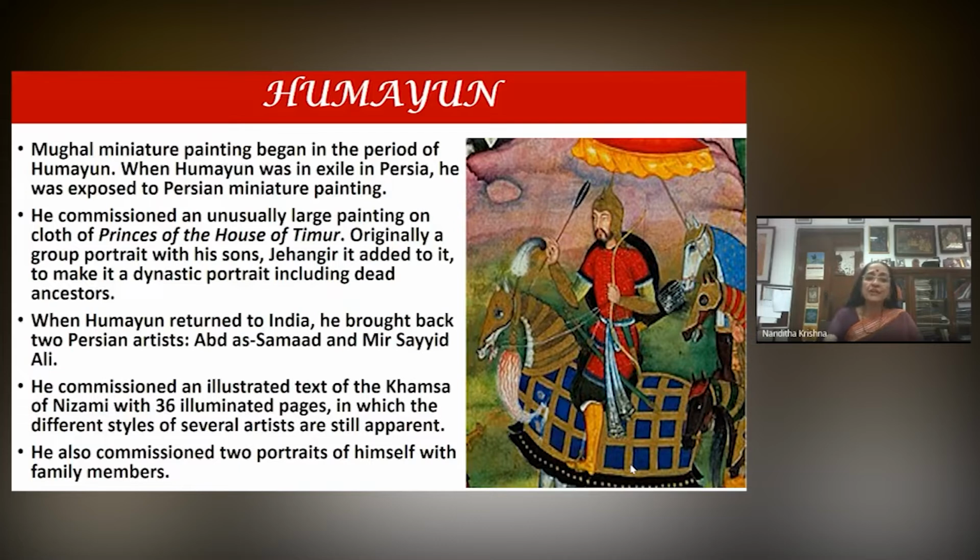Yet he commissioned an illustrated text of the Khamsa of Nizami, in which different styles of several artists are still apparent. He also commissioned two portraits of himself with his family members. Now, one very important aspect of Mughal painting is that the names of the artists are given.